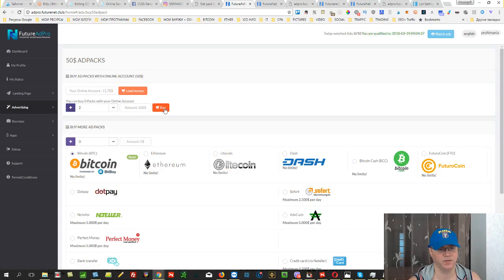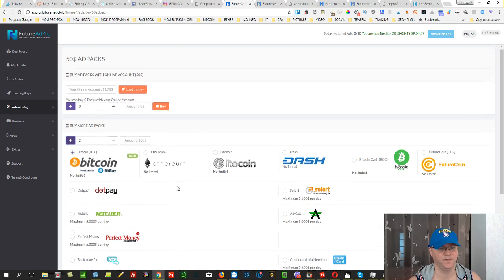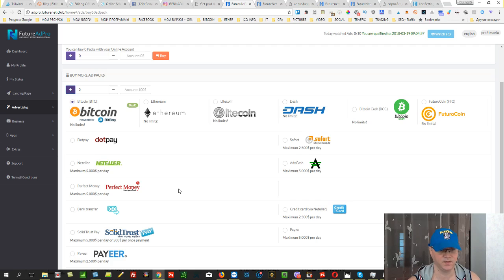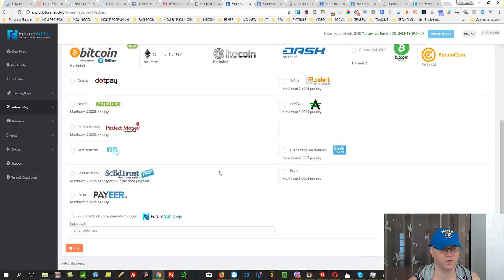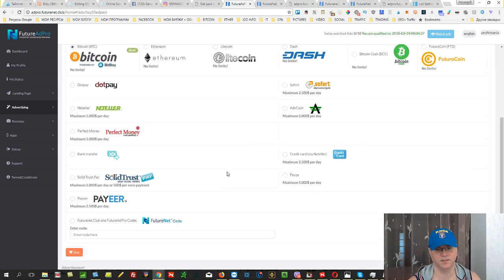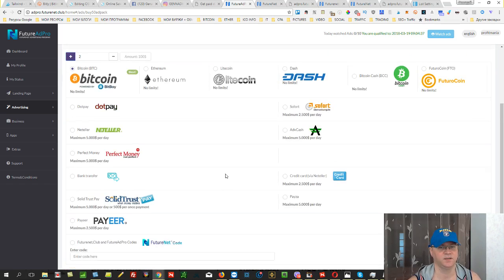Then press buy. Not enough money, because you can buy your packages from your profit, or you can buy them using your real money. So okay, we will buy using our money, and these are the payment processors. Simply use the one that you prefer, and after that you will be able to buy your first packages.